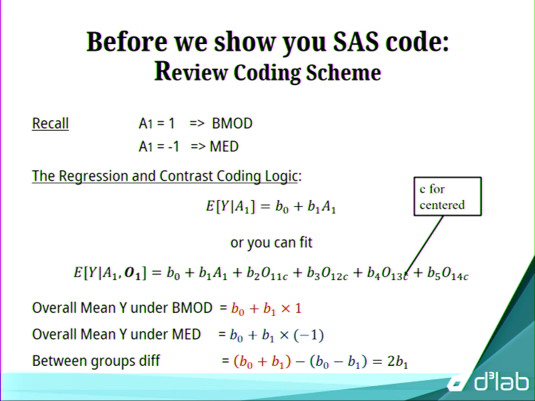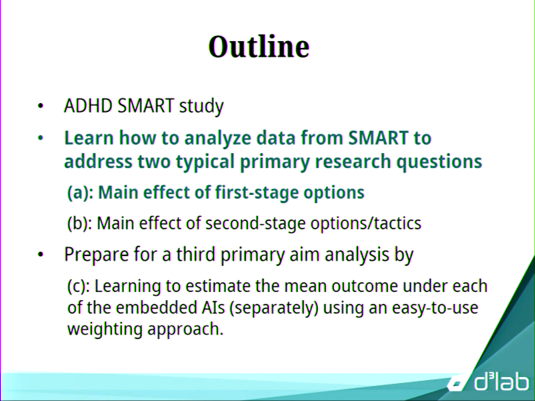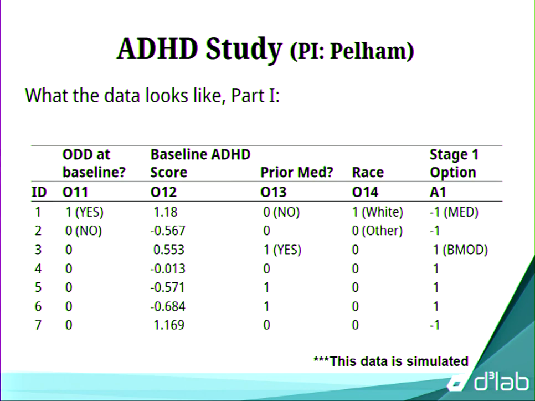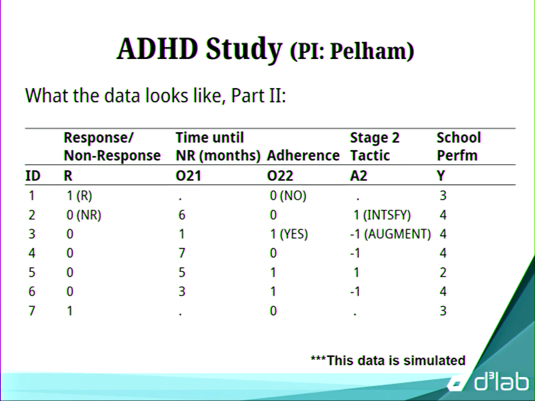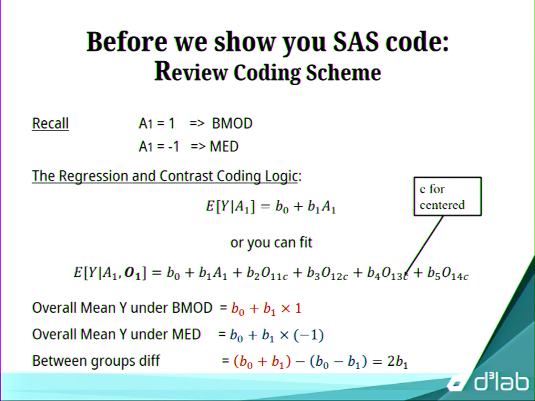Okay, so based on this model, how do I get the expected mean under BMOD and the expected mean under medication? Can you clarify again, how are you defining your covariates? It's this one. See? O11, O12, O13, O14, covariates that were measured before first stage intervention randomization.